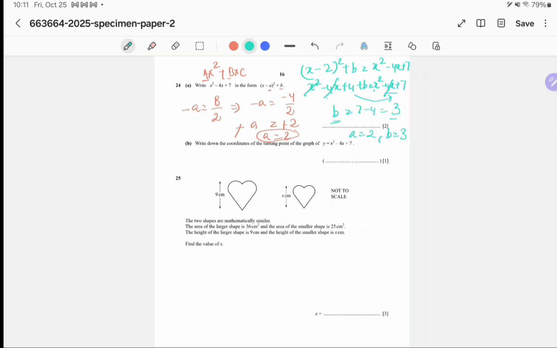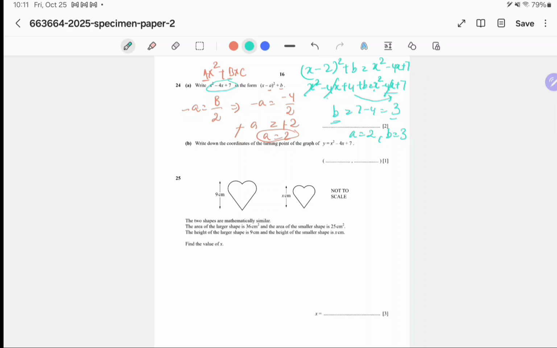y is equal to x square minus 4x plus 7. So here the equation is a quadratic in incomplete square form. Okay, this equation looks like a quadratic incomplete square.